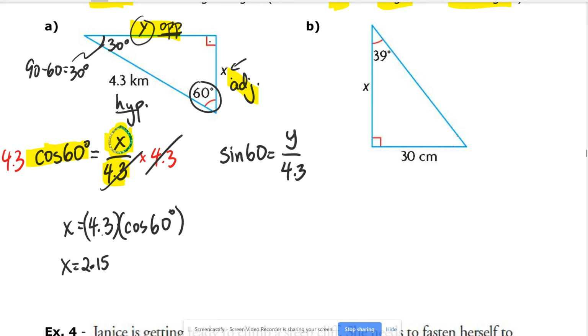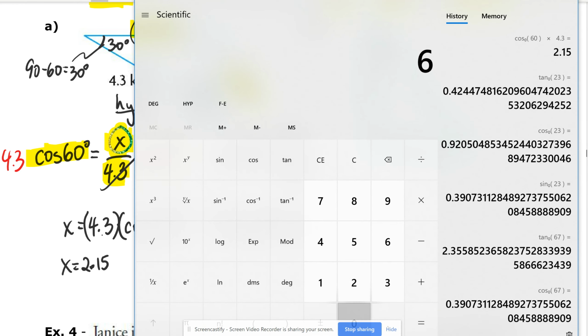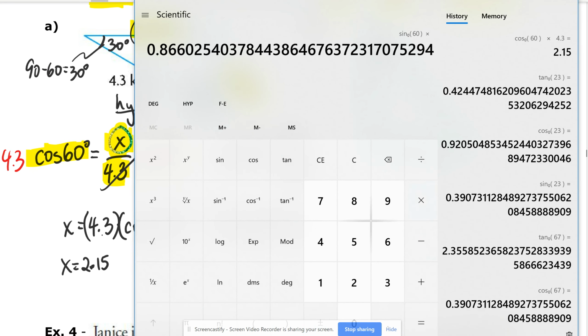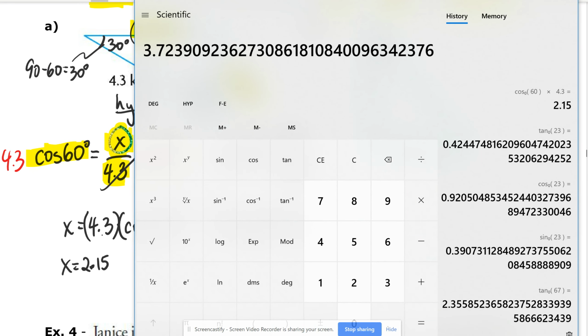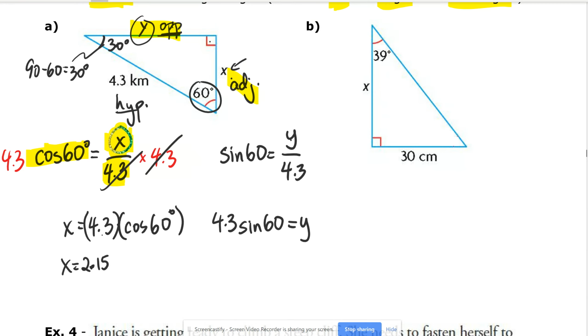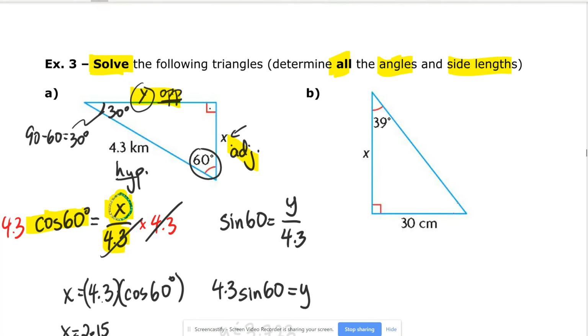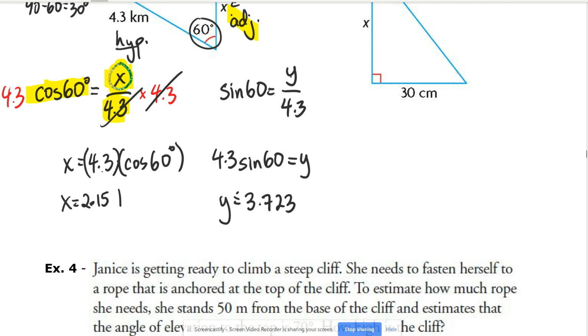Okay, so solving for y, I multiply both sides of my equation by 4.3. So 4.3 times sine 60 equals y. And so when I calculate that, sine of 60 times 4.3 equals 3.7239. So y equals approximately 3.723. Okay, and these are in kilometers. All right.